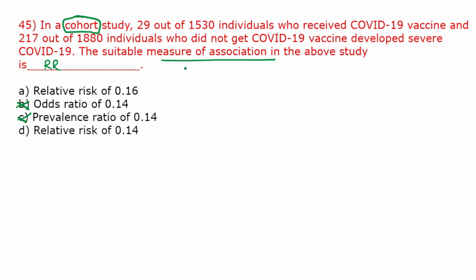Now what is the formula for relative risk? Once again, relative risk is equal to A by A plus B, into C plus D by C. So this is the formula for relative risk. Now what is A, what is B, what is C, what is D? We have to derive it from the clues given in the question.